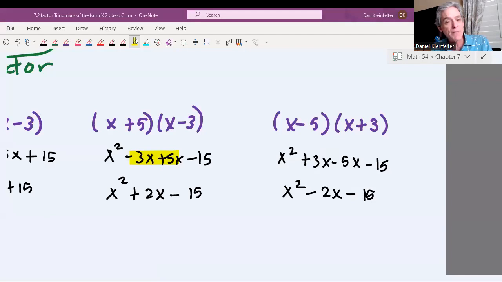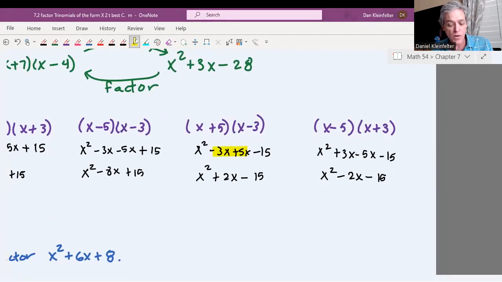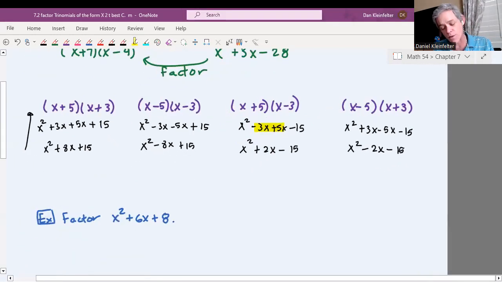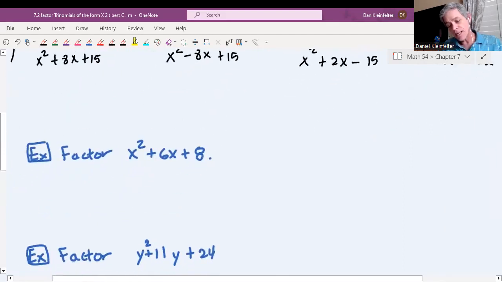All right, so we can see that looking at the constant term and the coefficient of x gives us some clue about the numbers that we're looking for when we're trying to factor. So let's try some examples. For the first one, we have x squared plus 6x plus 8.